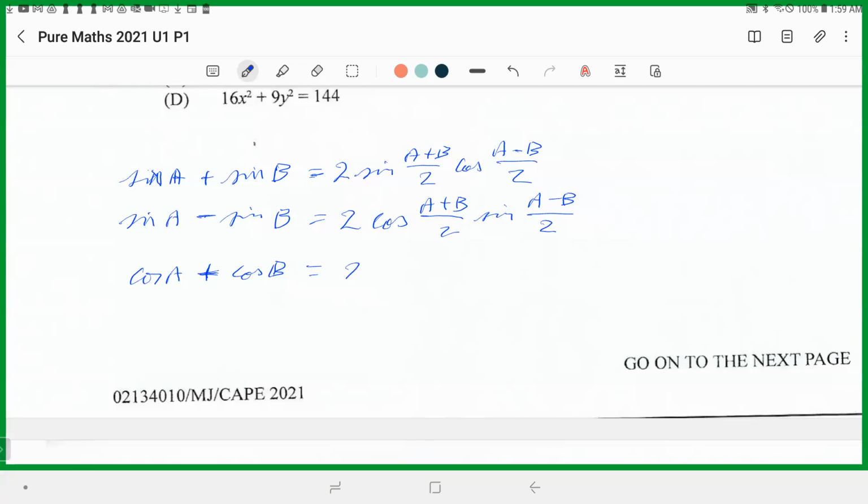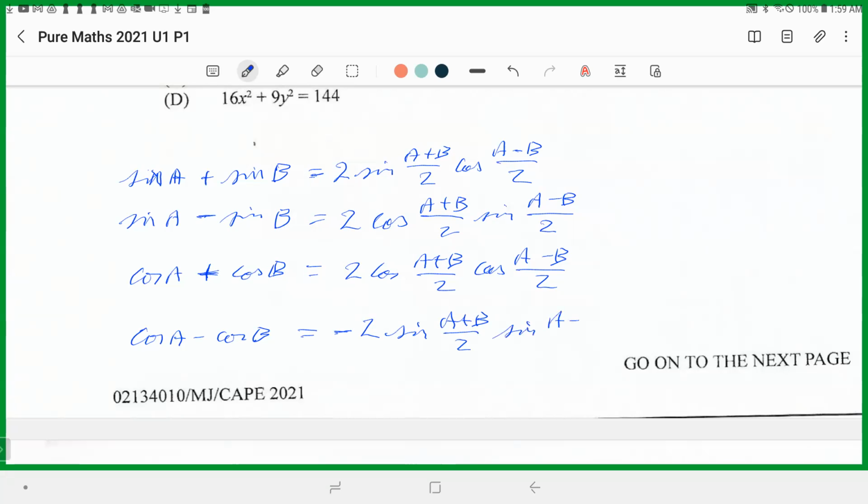So it becomes twice the cos of half the sum times the cos of half the difference. Now we have the difference of two cos. That's the only one that has a minus in it. The difference of two cos, like cos A minus cos B, is sine, so it becomes minus sine. That's the only one that has a minus on it. So it becomes minus twice the sine of half the sum times the sine of half the difference.